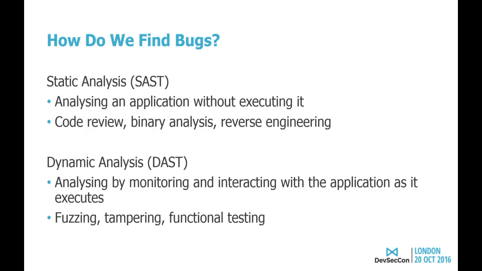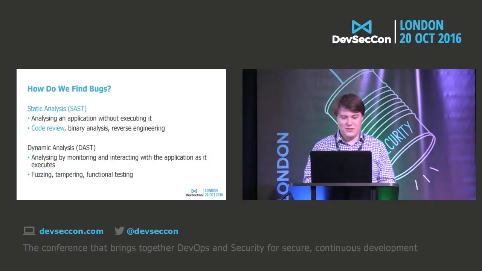The other approach is dynamic analysis, so you run the application, you monitor it as it's running, you interact with it in some fashion or another with the aim of finding bugs. So fuzzing, tampering, functional testing, the traditional penetration tests and so on, that all falls under dynamic analysis. Funnily enough, given the talk title, we're going to be focusing on static analysis. Here, we're looking mainly at code review. I understand there are quite a few vendors that do various binary static analysis tools. I don't know a huge amount about those. Please don't ask me questions on them later.